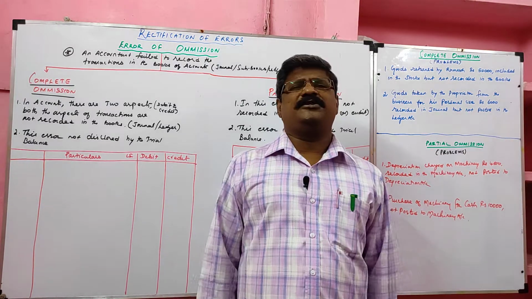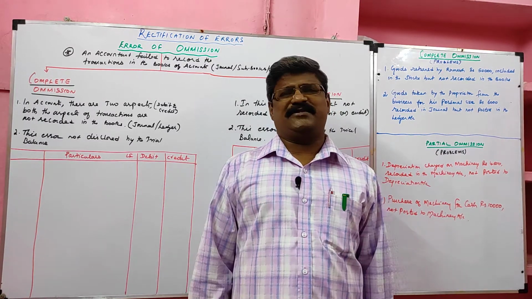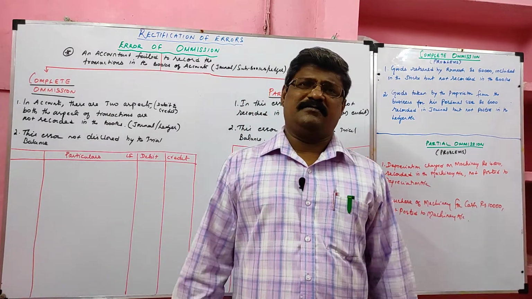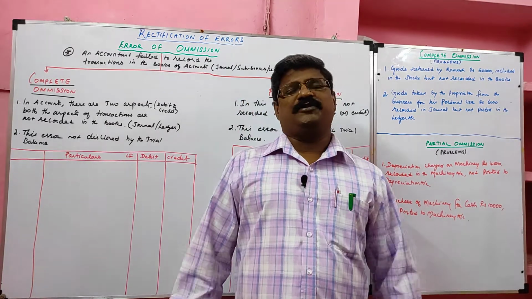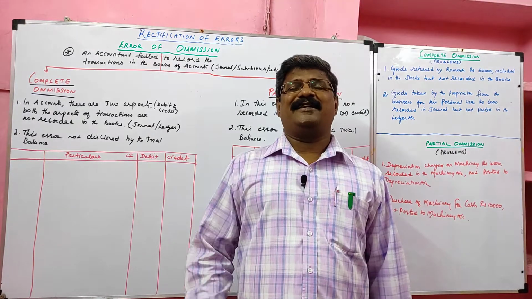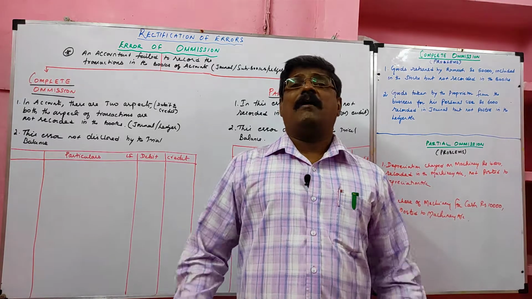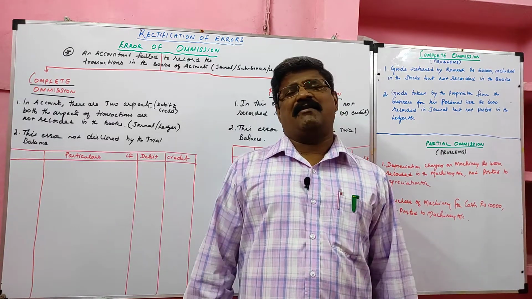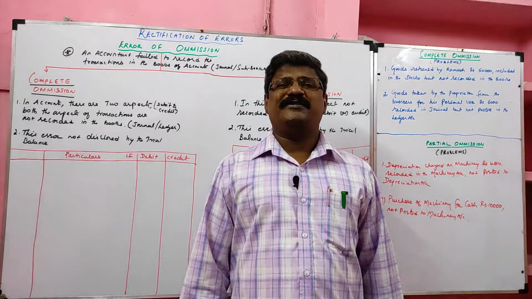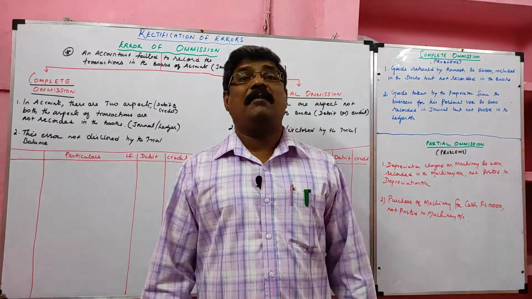What is complete omission? In accounts, there are two aspects, namely debit and credit. If both the aspects are omitted, that is called complete omission. If any one aspect is not recorded, that is called partial omission. Complete omission is not disclosed by the trial balance, but partial omission is disclosed by the trial balance. Now we will see some problems in relation to complete omission.